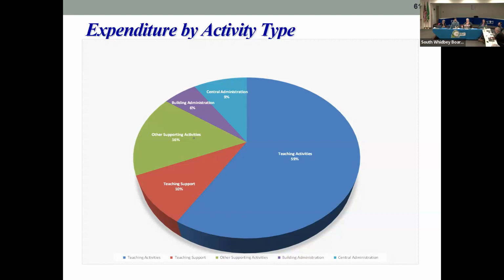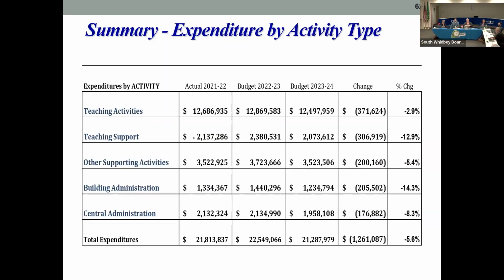So it breaks down again, and we look at that. You have your teaching activities. You can see that went down by 2.9%. Teaching support down by 12.9%. Some of that is things, and we'll see in a minute, but it's reductions of paraeducators, it's reduction in some of the healthcare people that we added because of COVID. We've gone back to one registered nurse in every building as opposed to what we had before.